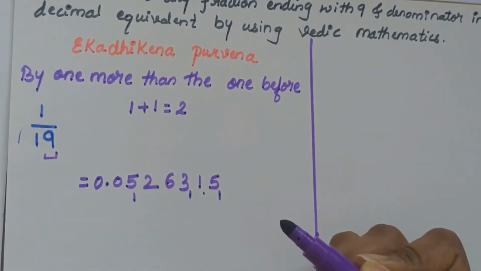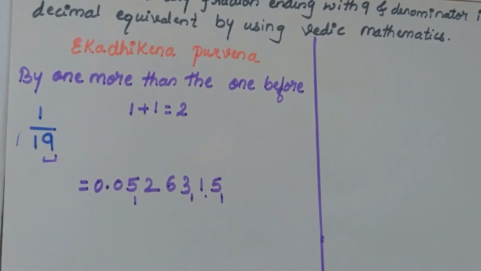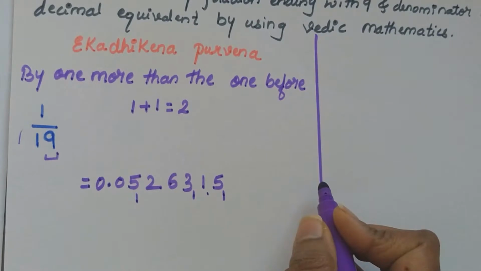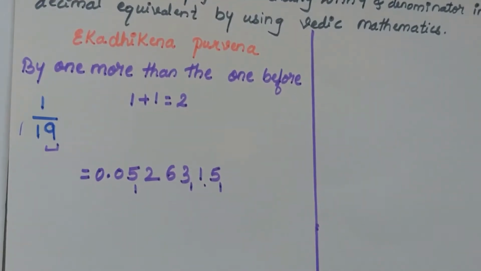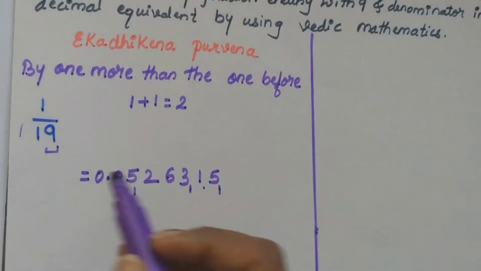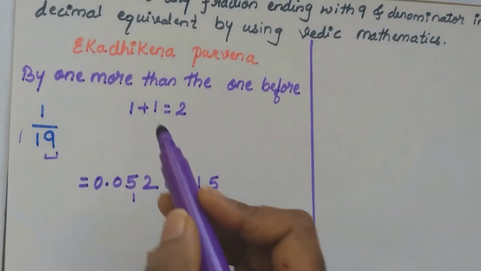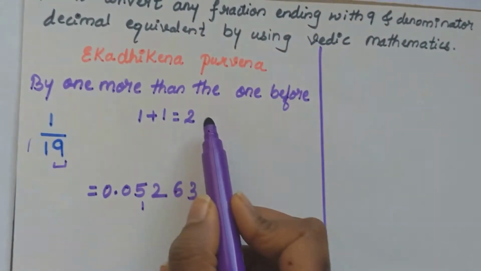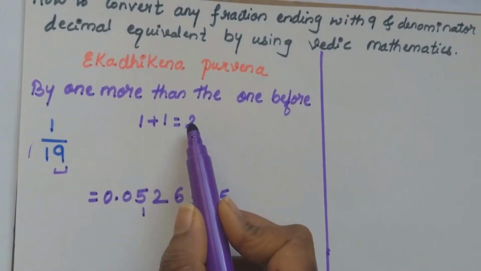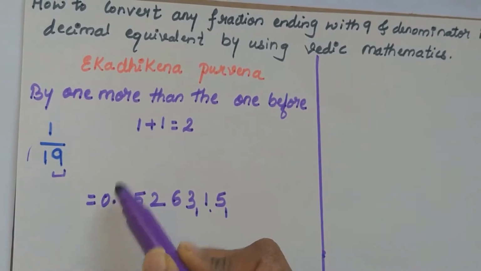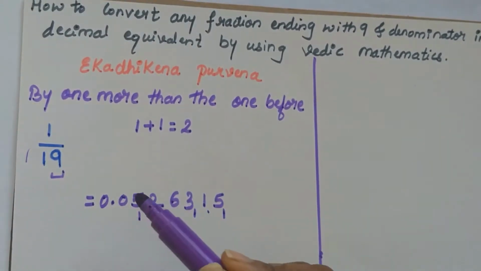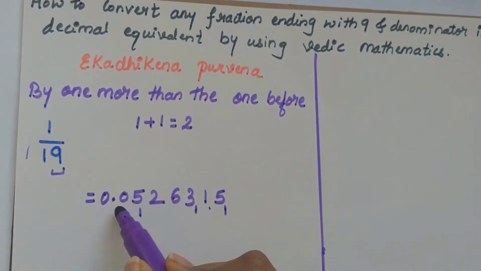You can solve up to here, or you can go on solving the values. If you go on solving it, you will be getting the recurring value. So what I have done over here, I'll just repeat it. 1 plus 1 is equal to 2. In the first step, I'll write 0 point, then 1 divided by 2 will give me 0.5. So I am going to write it as 0.5.